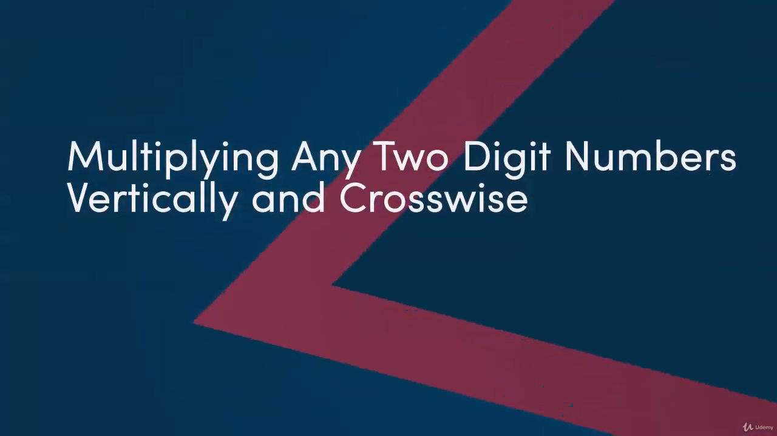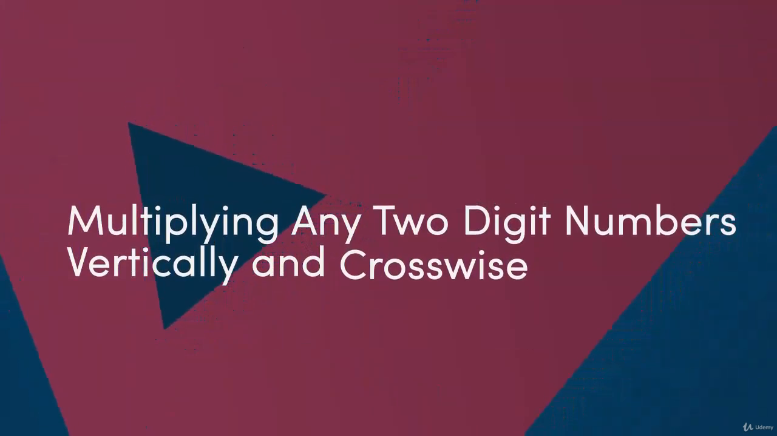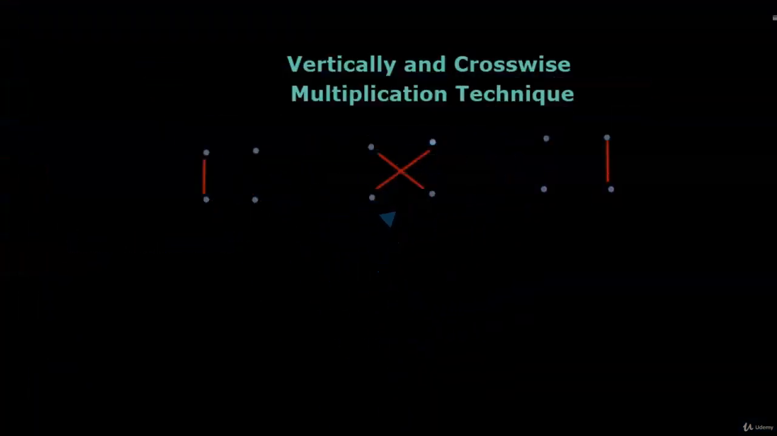Hello and welcome. This lecture is based on multiplying any two-digit numbers using the vertically and crosswise technique of Vedic math. The vertically and crosswise technique is a three-step process. We will be starting from the left side moving towards the right, and this is going to give us the result in a single line. First of all, we are going to multiply two numbers from the first column, and this will give us the first digit of the result.